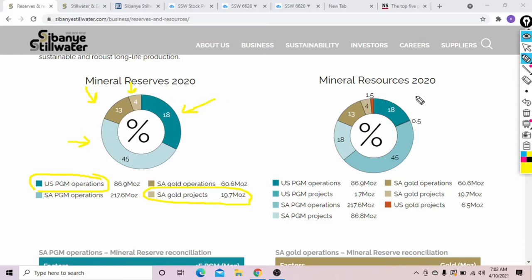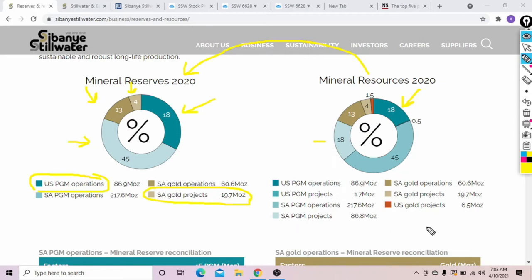All right, so if you check now the resources, which are blocks of ground that have the potential to be converted to this one here, which is a block of ground that is ready to be mined, it's also doing well. You can see the proportion of the US operation here, it has 80%. Remember Sibanye also has operations in the US, Zimbabwe and South Africa. So now the US operation has 18% in terms of the resources that have the potential to be converted into reserves, which is the asset that we can mine now and make money. And then if you check the US projects here, shown by this color, 45%. And then you also go to SA operations, which is here, 18%.